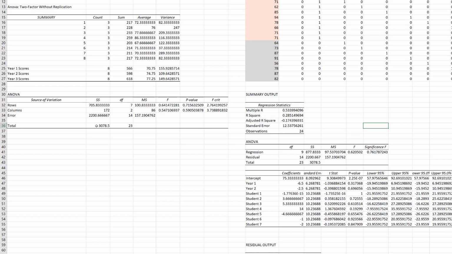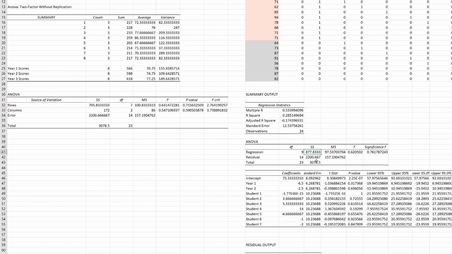So look at the sum of squares total for both. 3078.5, 3078.5. The total sum of squares is the exact same. Now what is different, however? If you notice, the sum of square error of 2200 is the same in both. So in regression, we call that the residual sum of squares, which is the error. Over here on the ANOVA side, we actually call it error. So it's 2200. Those are the same.